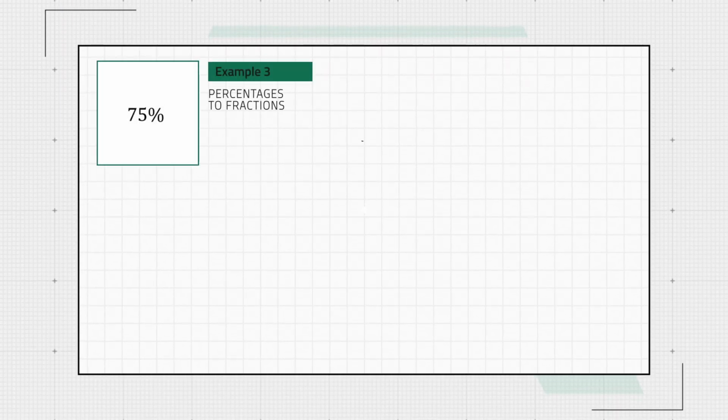Okay, 75% is equal to 75 out of 100. Now, looking for the highest common factor, it's going to be 25. So if I divide 75 by 25, I get 3. And if I divide 100 by 25, I get 4. So 75% is actually just 3/4 as a fraction.